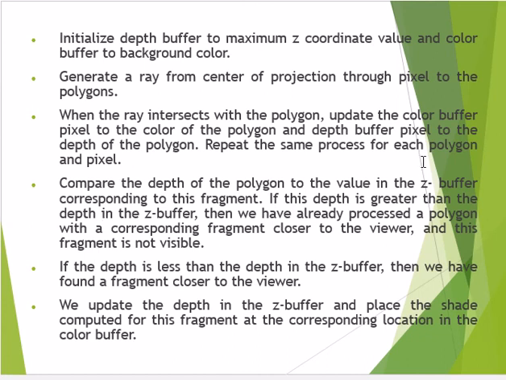If this depth is greater than the depth in the Z buffer, then we have already processed a polygon with a corresponding fragment closer to the viewer, and this fragment is not visible. If the depth is less than the depth in the Z buffer, then we have found a fragment closer to the viewer. So we update the depth buffer in the Z buffer and place the shade computed for this fragment at the corresponding location in the color buffer.